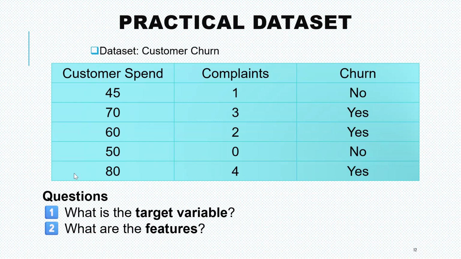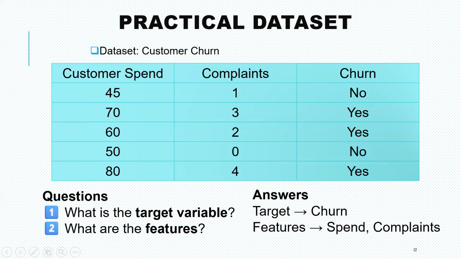So looking at this data, what is the target variable and what are the features? Target variable is the churn. Great. And the feature is? The complaints. Great. Customer spend. So this is the answer, the complaint, and then what? The expenditure of the customer. Yes.